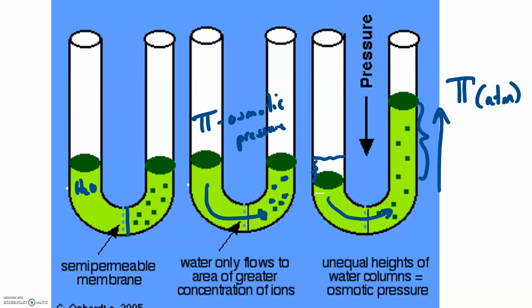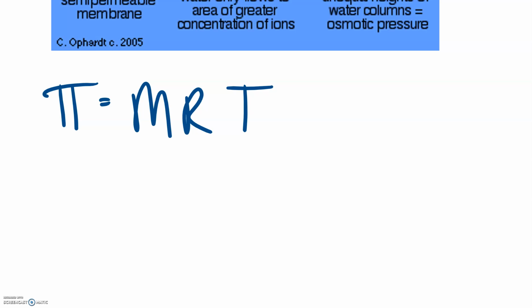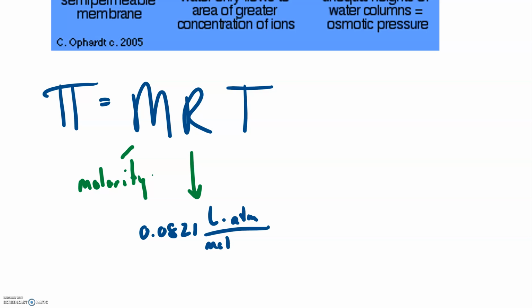Just like all colligative properties, the greater the concentration, the greater the effect is. And so the equation for osmotic pressure pi is equal to MRT, where this M is molarity. This guy R is our old buddy, the gas constant R, 0.0821 liter atmospheres over moles Kelvin. And this T, of course, is our temperature in kelvins.